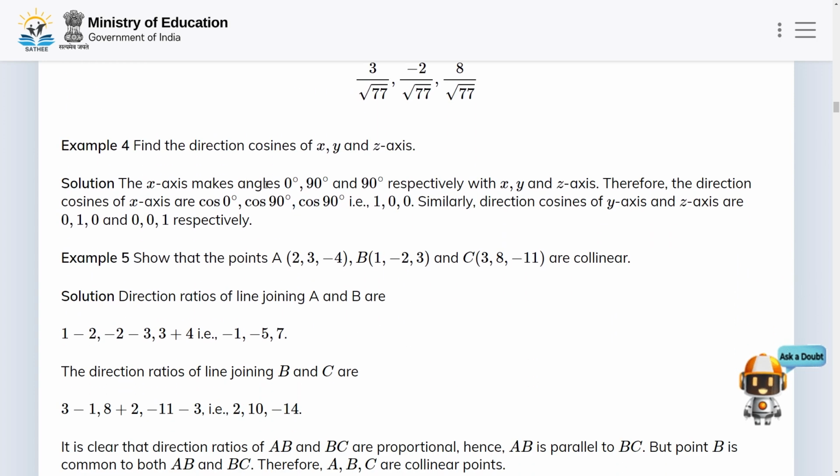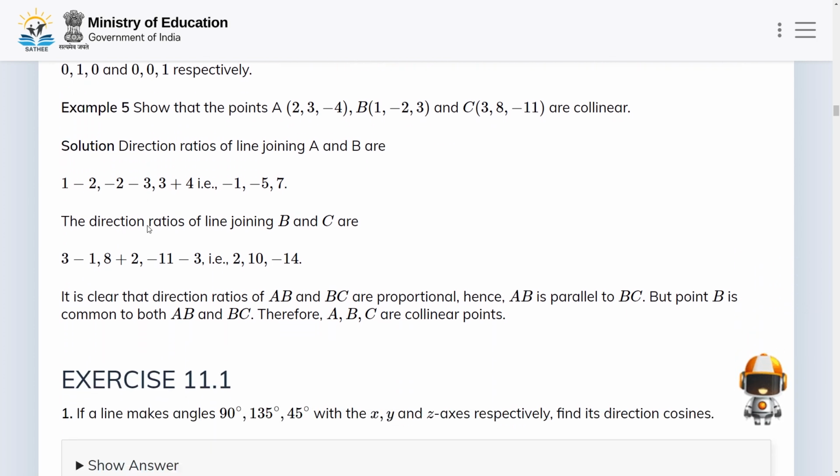Now, next example. Find the direction cosines of the x, y, z axis. The x-axis makes angles 0, 90 and 90 respectively with the x, y and z axis. This means, therefore, the direction cosines of the x-axis are cos 0, cos 90 and cos 90. This means 1, 0, 0. Similarly, the direction cosines of the y-axis and z-axis will be 0, 1, 0 and 0, 0, 1. The same logic will apply.